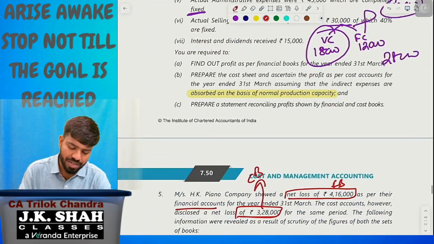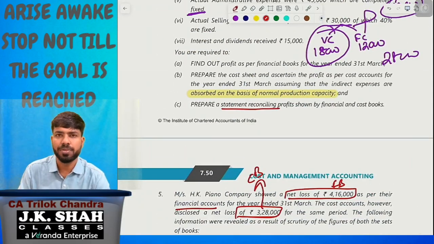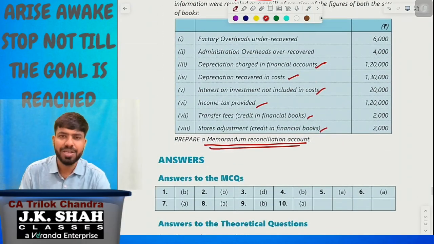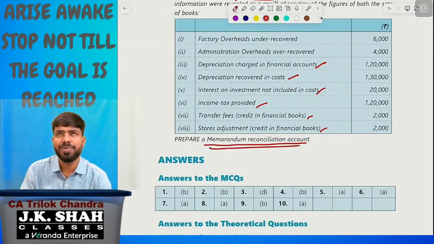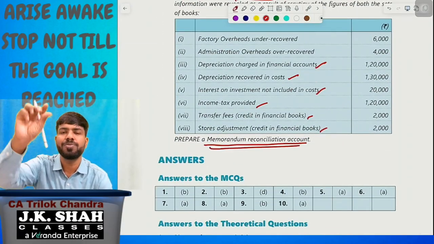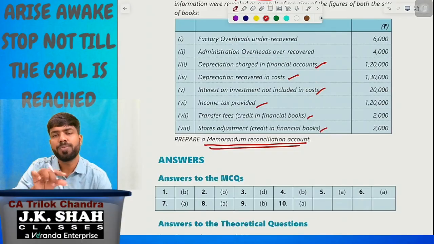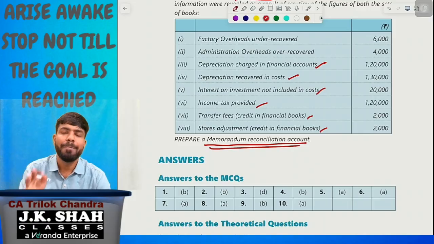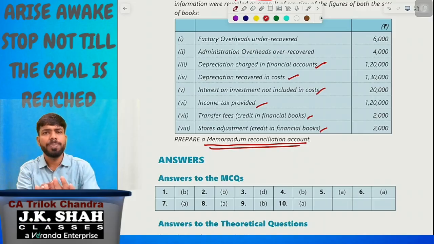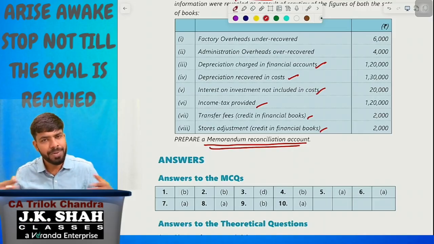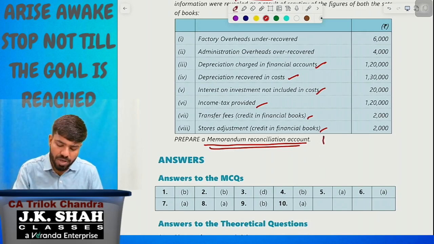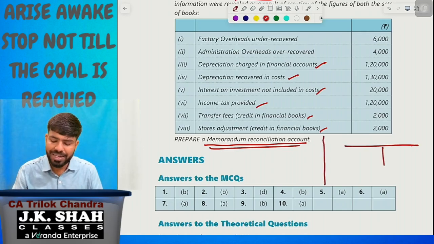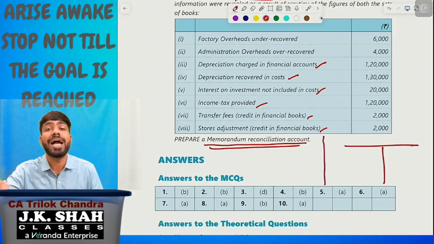First, let me clarify this. In the previous question, what they asked is a statement of reconciliation. But here what they are asking is a memorandum reconciliation. You all know the statement. In the statement we take account to cost books, add items will be added, less items will be reduced, and we'll get the profit account to financial books. That is the statement form. Memorandum reconciliation account means conceptually no difference. Believe me, conceptually no difference. Presentation wise, instead of the statement form, we are going to write the T form, the account form.